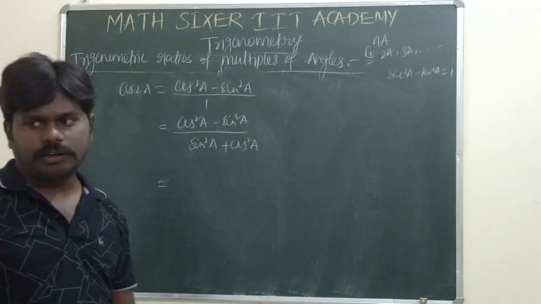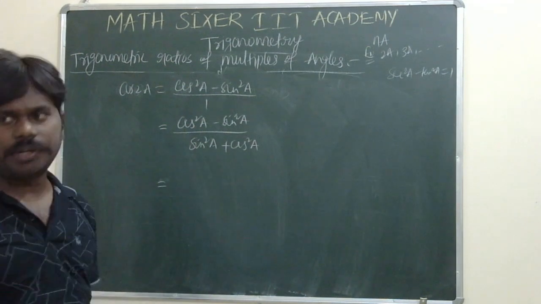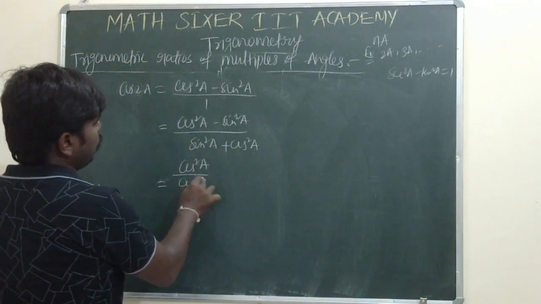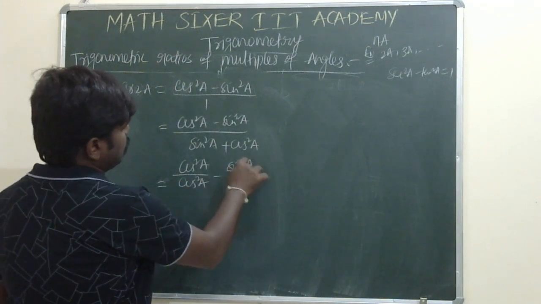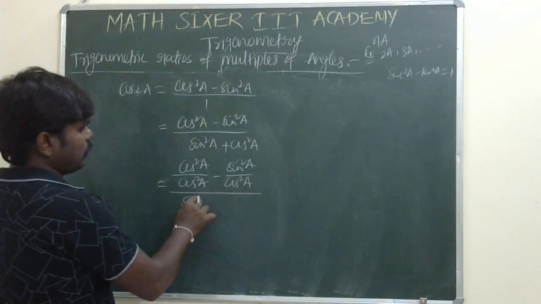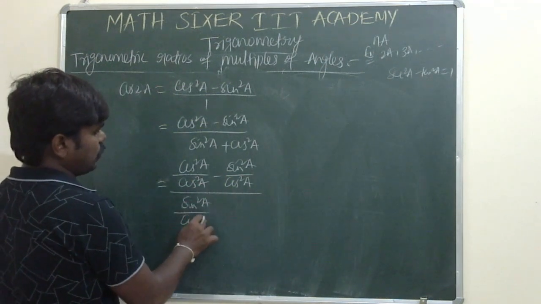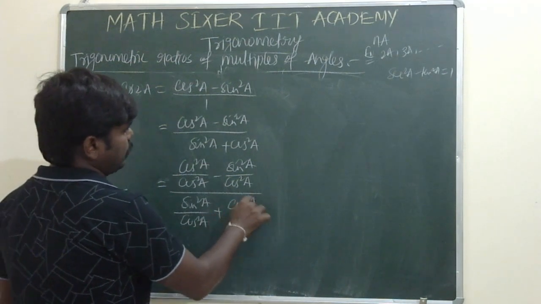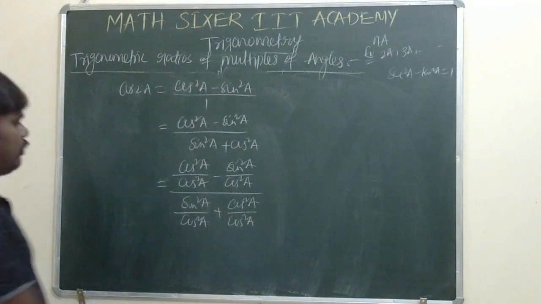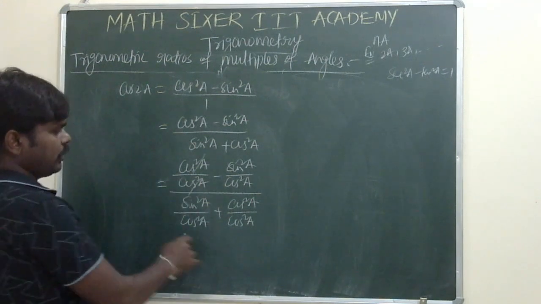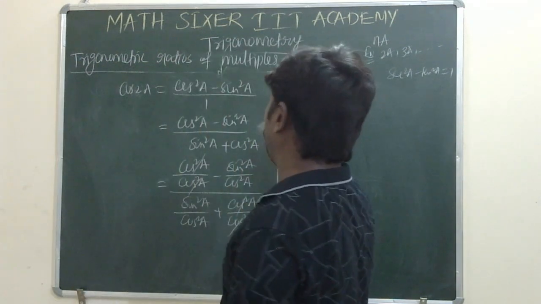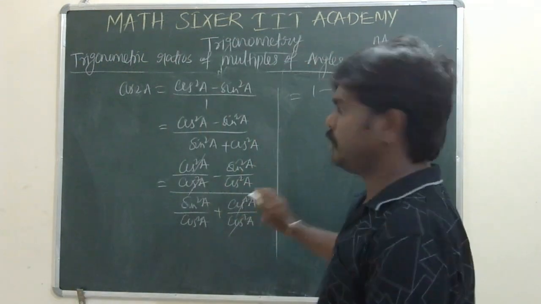Now what I am doing is simply dividing both sides by cos square a, because we have to get it in terms of tan. So you will get cos square a by cos square a minus sin square a by cos square a, divided by sin square a by cos square a plus cos square a by cos square a. Now cos square will get cancelled, and here also cos square will get cancelled. So we have 1, and minus sin square a by cos square a becomes tan square a.